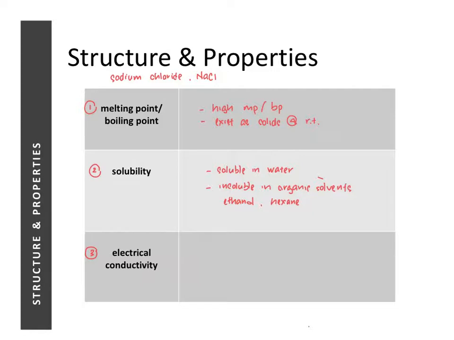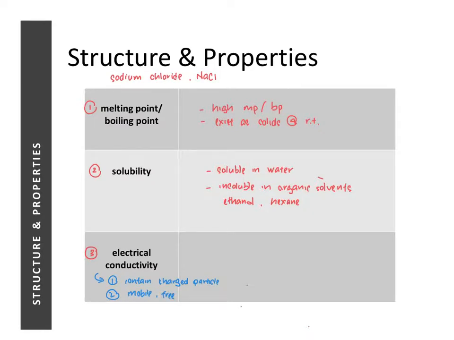Okay, lastly, electrical conductivity. Now for a substance to conduct electricity, there are two conditions that must be met. First condition, it must contain something that is charged. Second, the charged particles, the thing that is charged, must be able to move. That means it must be mobile or it must be free.